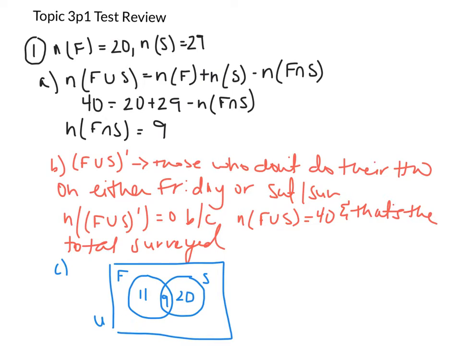So our Venn diagram is going to look like this. Make sure you have your outside box. You have your F set and your S set. And if 9 people overlap, they go in the middle. And then that means that the 20 is 11 plus 9. So 11 people just do their homework on Friday. And the 29 is 9 plus 20. So that means 20 people just do their homework on Saturday or Sunday.